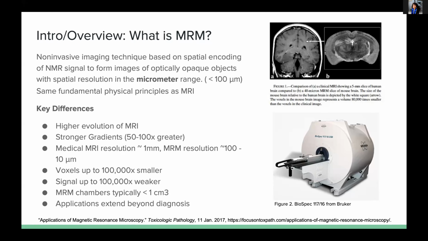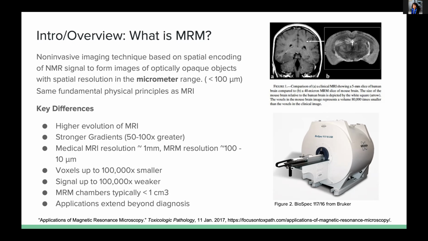So if you look at figure 1, you can see the scale of magnetic resonance microscopy. On the left is a 5 millimeter slice of human brain next to a 40 micron MRM slice of a mouse brain. And the size is depicted by that little white box. The spatial resolution in the coronal plane is around 1 by 1 millimeter, compared to the mouse brain, 40 by 40 microns, meaning the volume is nearly 80,000 times smaller. And on the bottom right is a Biospec MRM scanner manufactured by Bruker, but this one actually has a larger bore for studies of mice and rats.